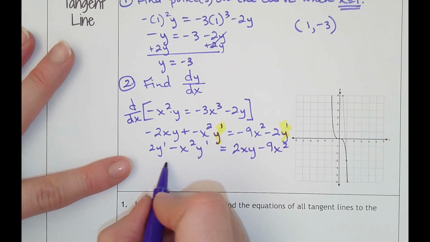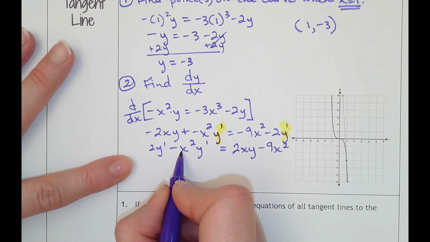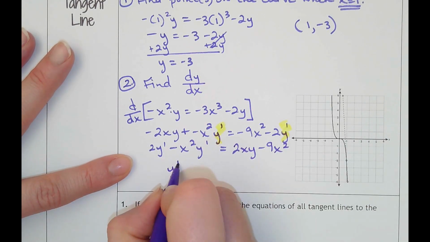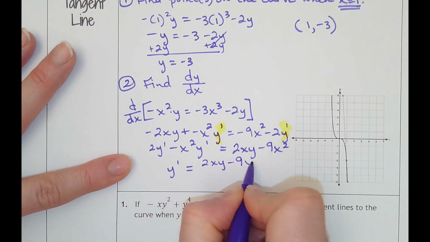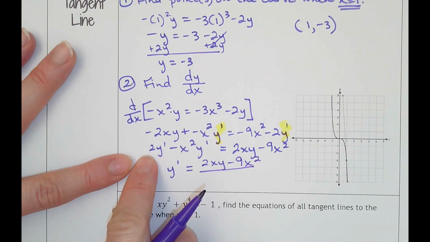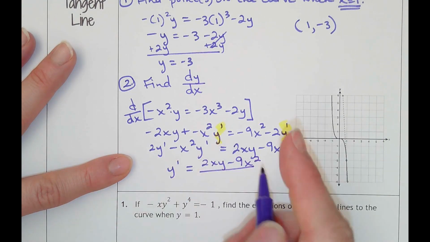Okay. Hopefully you're getting good at seeing that what's going to factor out gets divided here. So I can go ahead and say y prime is going to equal 2xy minus 9x squared over, this would have a 2 left, minus x squared.